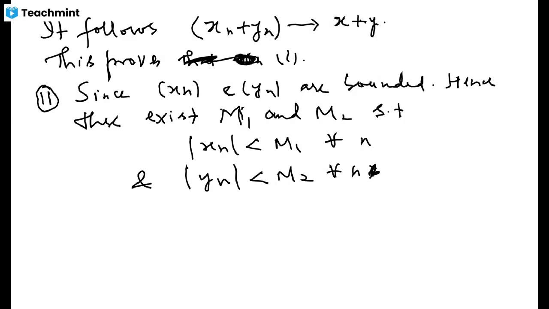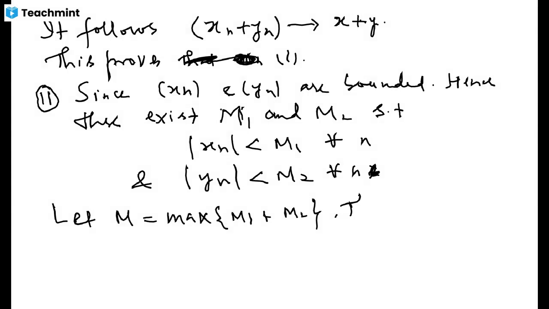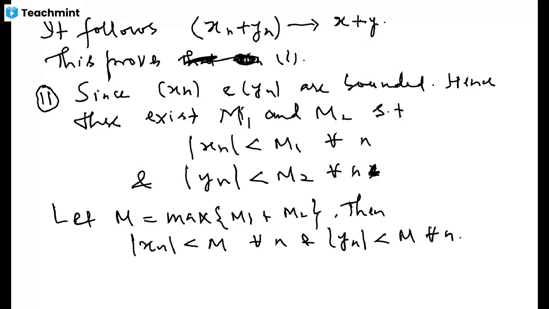So let us take m to be the maximum of m1 and m2. Then you can see that mod of xn will be less than m for all n, and likewise modulus of yn is also less than m for every n. So this m works for everything. That means any m larger than m1 and m2 will be a bound of these sequences as well.